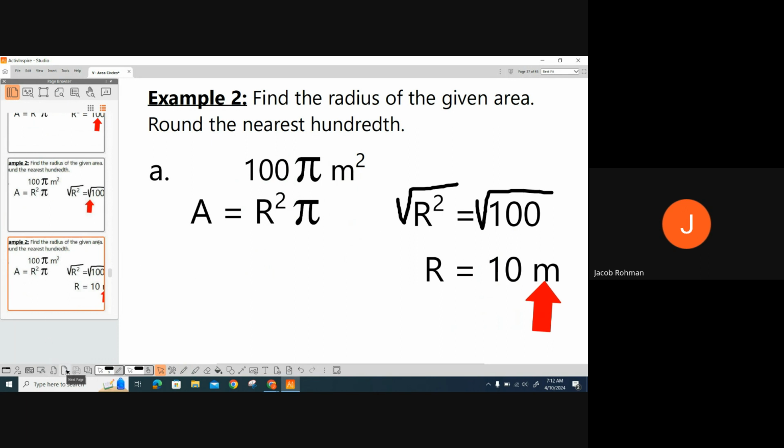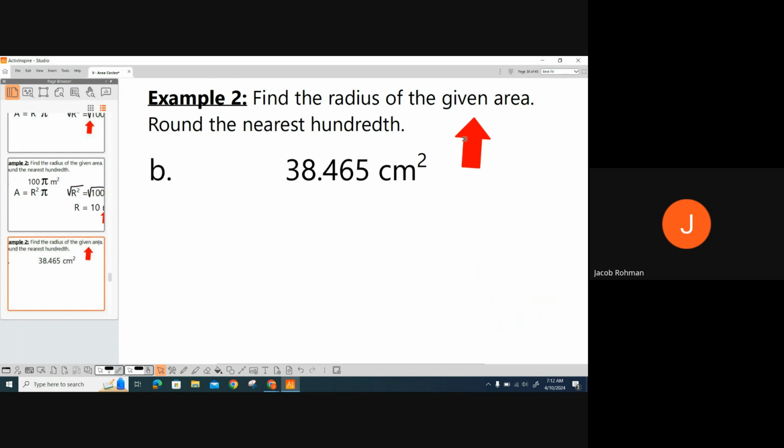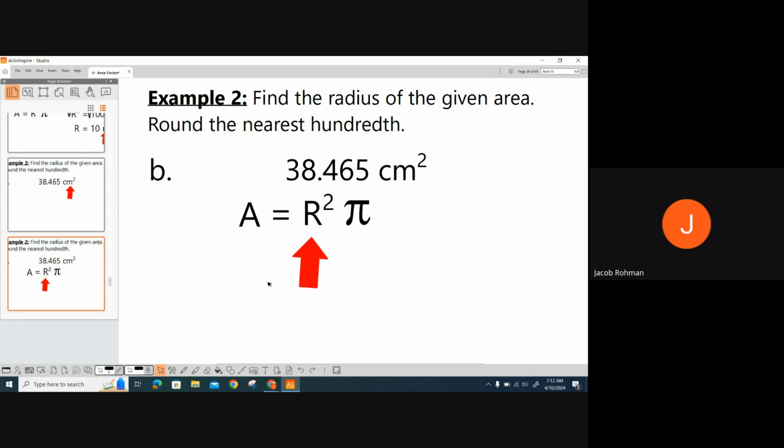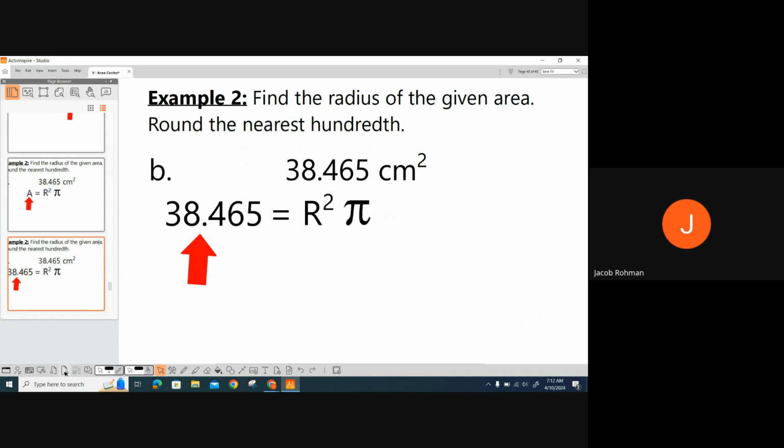And then looking at example 2b, same directions here. We're going to find the radius, and we're going to round to the nearest hundredth. So here we know that the area of this circle is 38.465 centimeters squared, or square centimeters is another way to say that. And then using our formula of radius squared times pi, we would replace the area in this formula with the 38.465. So we're going to replace A with 38.465.